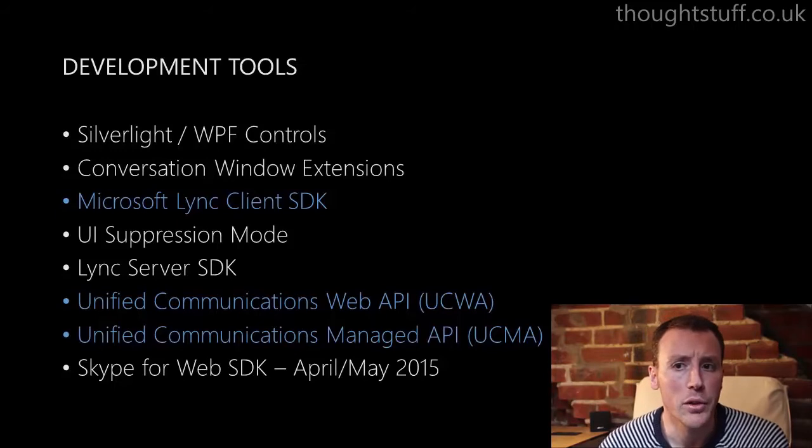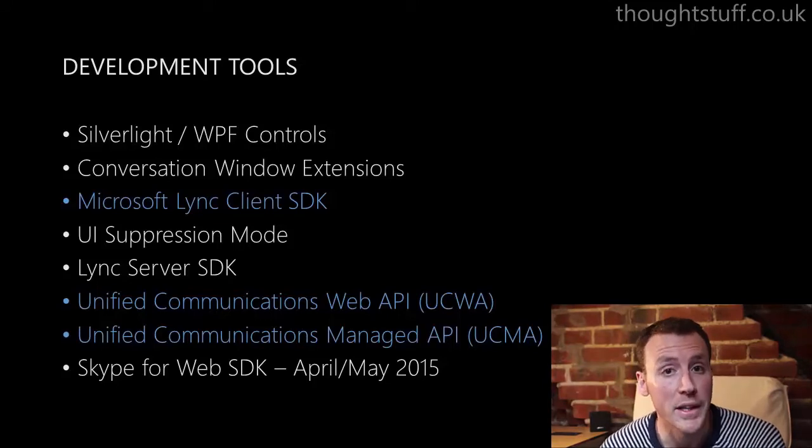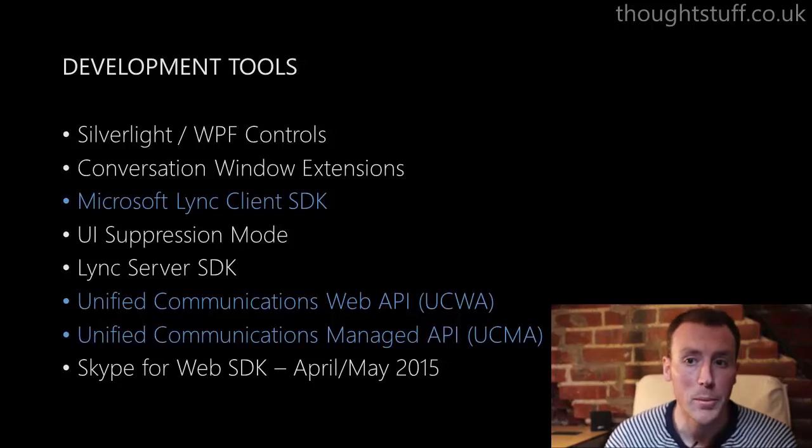UI suppression mode is a special way of running the client SDK. The Skype for Business client will keep running, but it will be invisible, and all user interaction must occur through your application. This is designed for full screen applications for kiosks and allows you to limit access to specific functions, such as only calling a specific number of people, for instance.